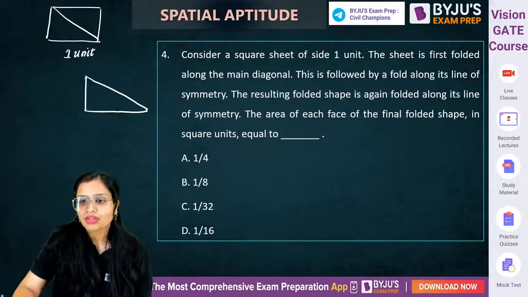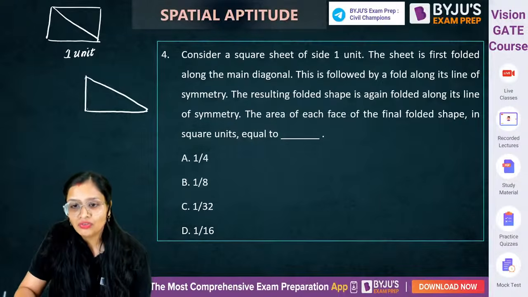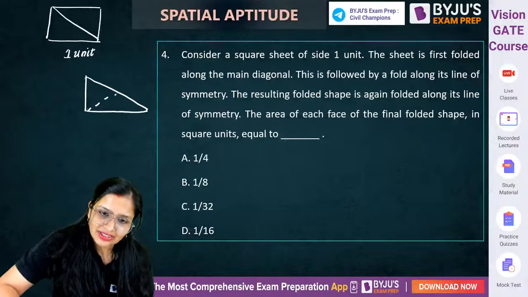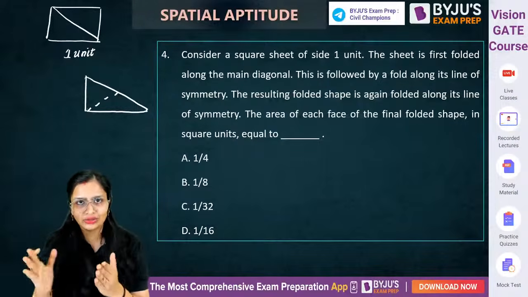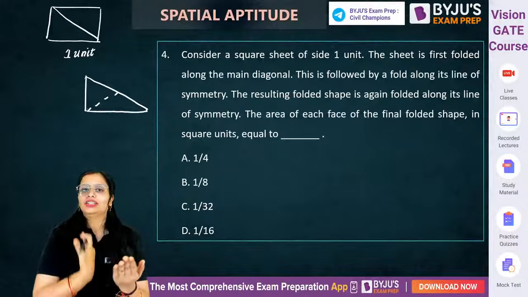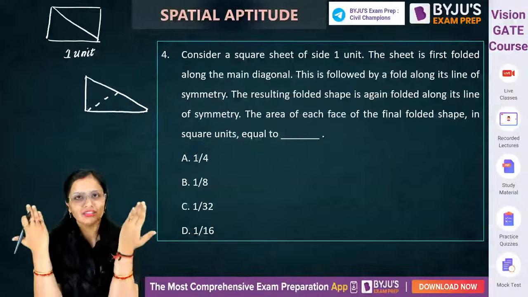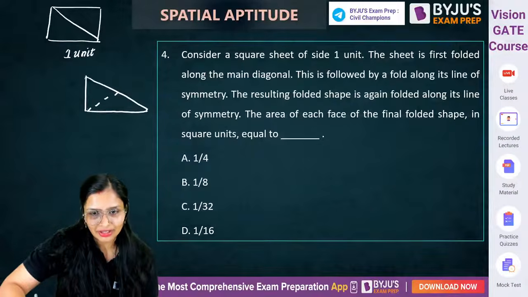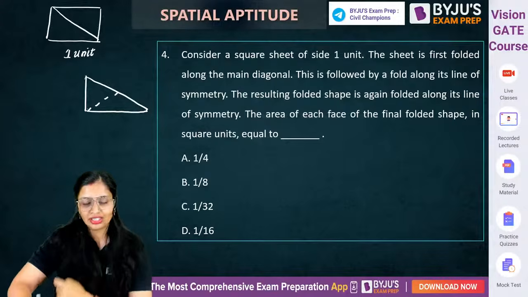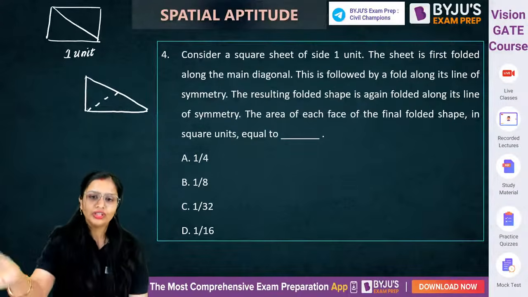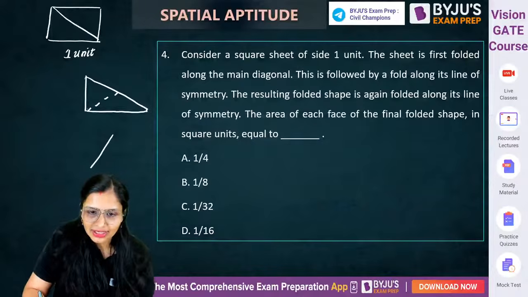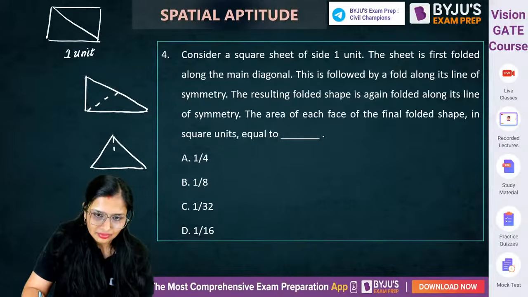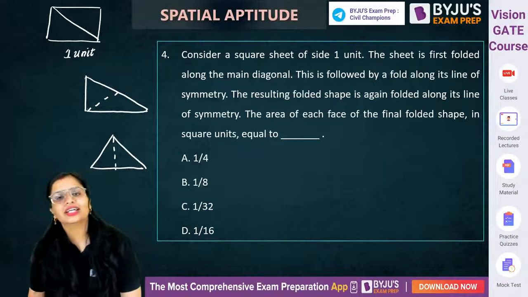Now this is followed by a fold along its line of symmetry. Symmetry means it is equal on both sides. Like if I cut myself into two from the neck, my left side and right side will be symmetrical. So this is being folded along its line of symmetry. My diagram is not on scale, but I'm considering this as the line of symmetry. When you fold it, you will get something like this.